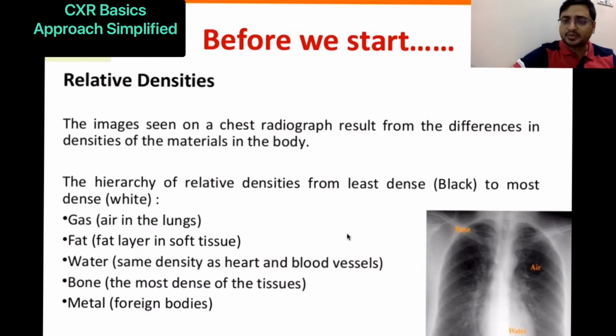The hierarchy of the relative densities from least dense, black, to most dense, white, is in this order: the gas, that is air in the lungs, then fat layer in the soft tissue, water, the same density as heart and the blood vessels, then bone, the most dense of the tissues, and metal, any foreign bodies.